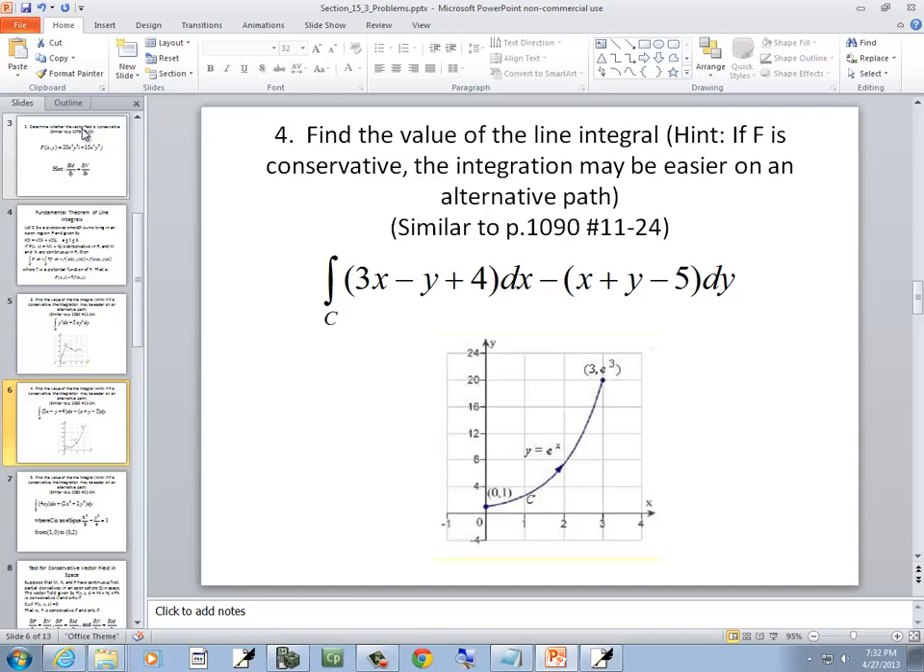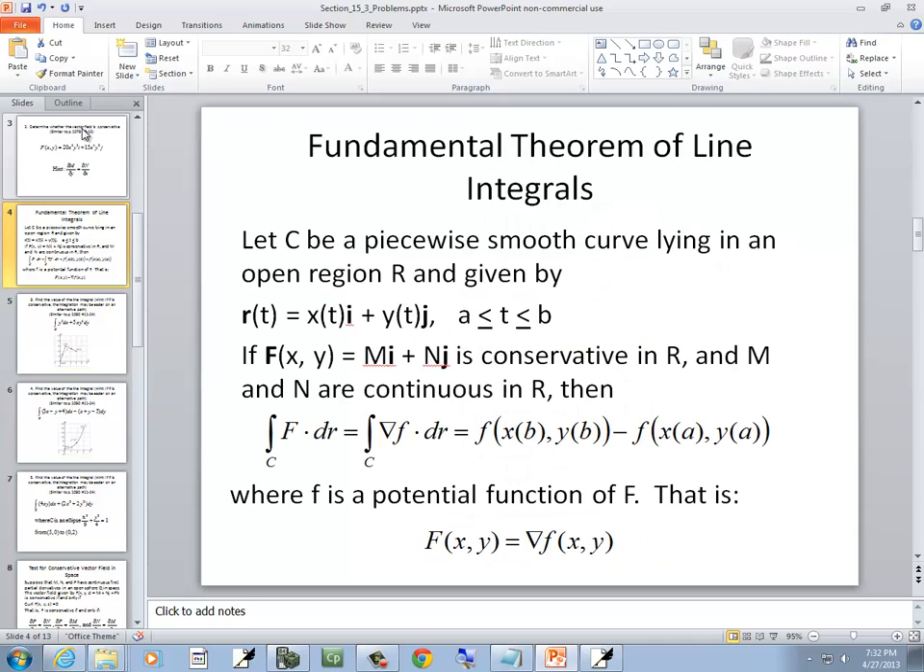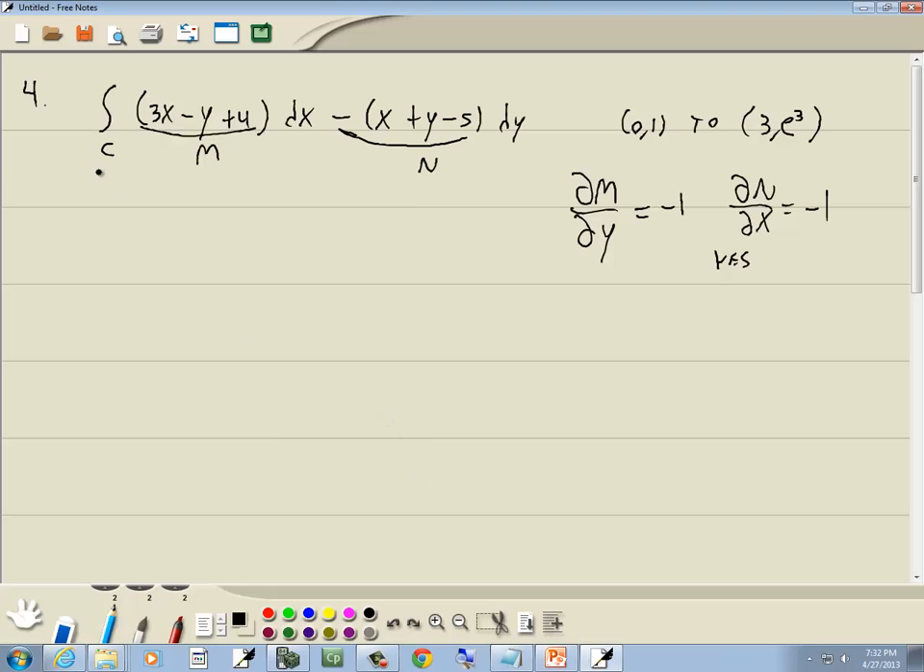Okay. Let me go back up to our fundamental theorem. And it says we need to find our potential function. So, find our potential function. Well, this, besides being m, is also f sub x, partial with respect to x. And this is f sub y.